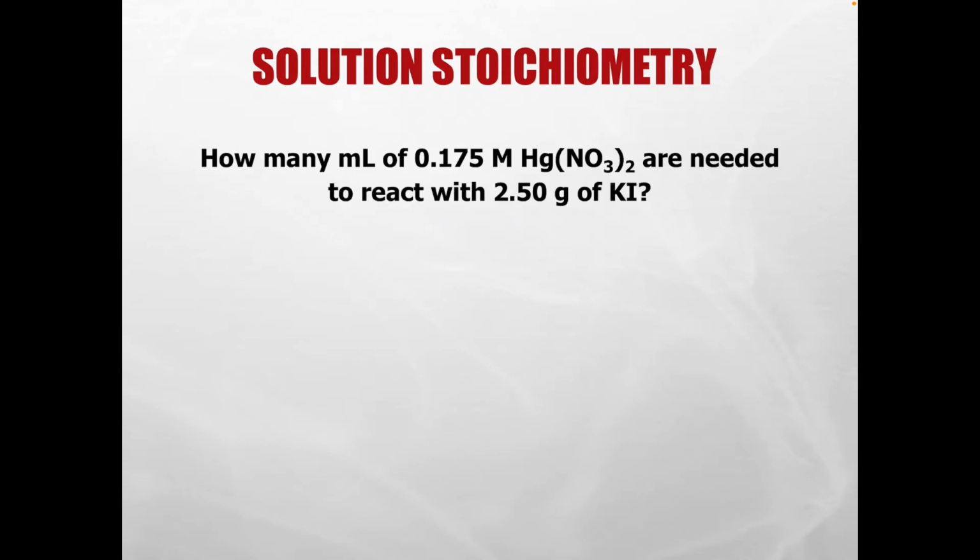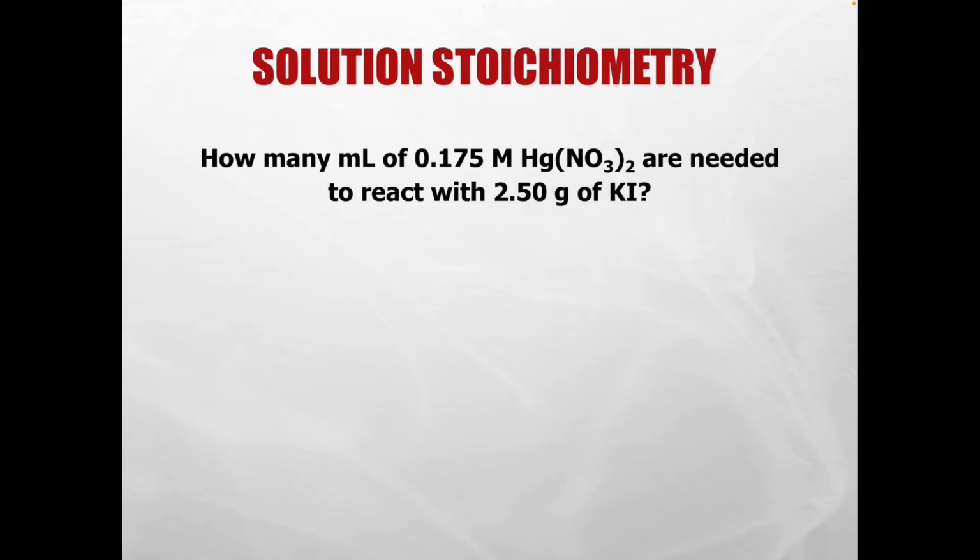Alrighty, let's go ahead and do an example problem. This one says how many milliliters of a 0.175 molar mercuric nitrate are needed to react with 2.50 grams of potassium iodide. So this is a reaction. So the first thing we're going to need to do is write a balanced chemical equation. You'll see that I've given you the 2 reactants, right? We have potassium iodide and mercuric nitrate, but I didn't tell you what it makes.